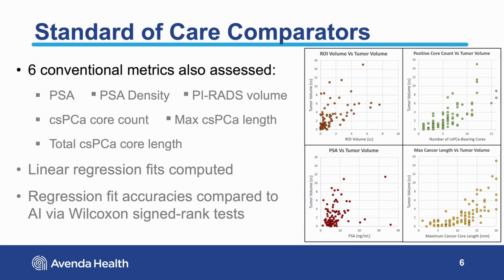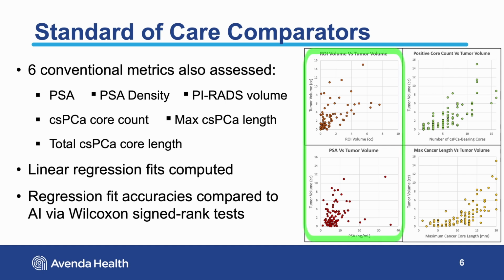Six conventional metrics commonly used to assess tumor burden were computed for comparison. They were PSA density, PI-RADS contour volume, number of positive biopsy cores, maximum cancer core length, and total cancer core length. All these metrics were likewise correlated to tumor volume, and the accuracy of linear regression fits were compared using Wilcoxon signed-rank tests. Note the distinct lack of a linear trend for many of these metrics.